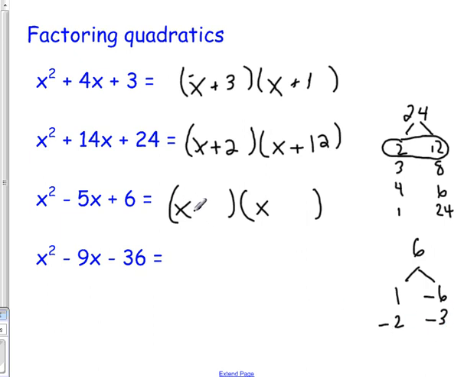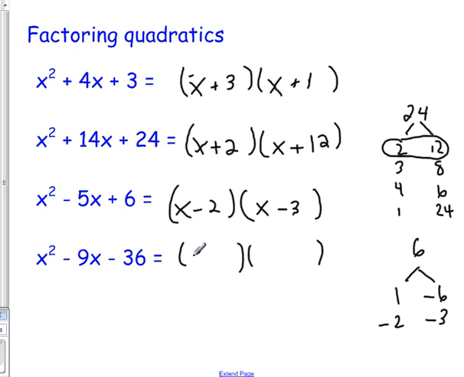So it's going to be x minus 2 times x minus 3. And if we FOIL that, we get x squared minus 2x minus 3x. So we got minus 5x. That's what we're looking for. And then negative 2 times negative 3 is positive 6. So that's good.